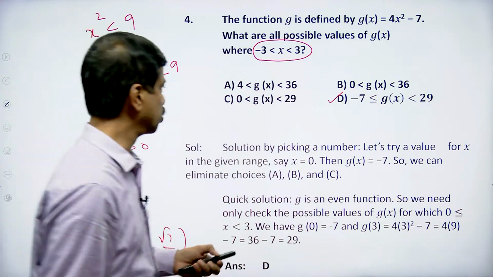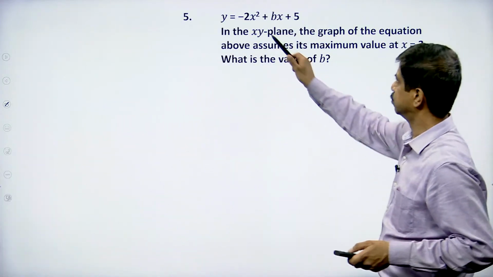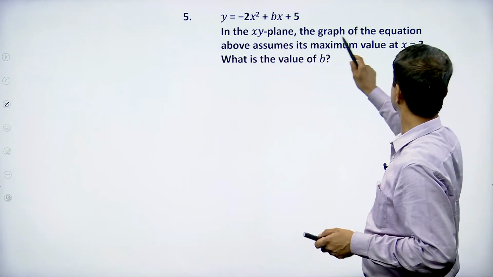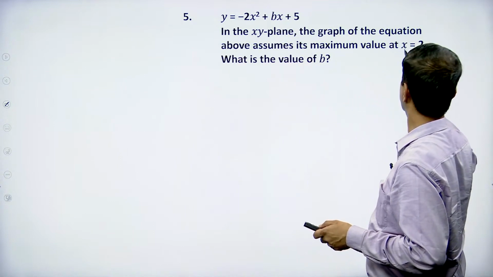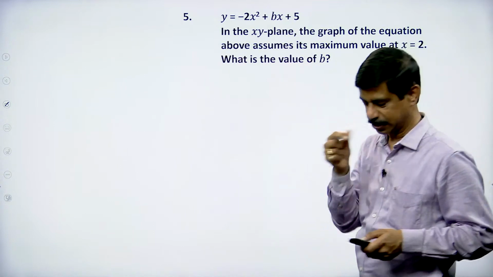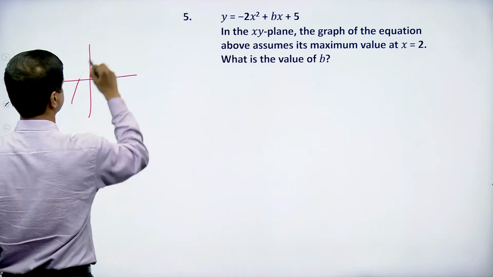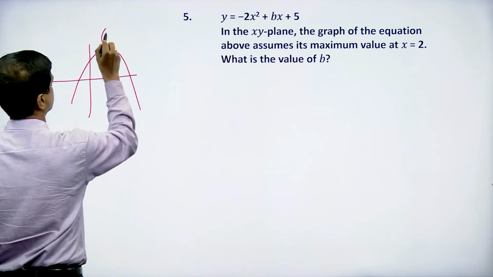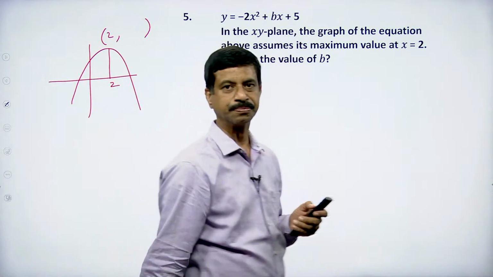Okay, children, let us move to the next question. I think you have followed this previous problem. You see y equal to minus 2x square plus bx plus 5 in the xy plane. The graph of the equation above assumes its maximum value at x equal to 2. So, children, maximum value means what? The curve should be like this. So, this is the point where it is maximum. So, it is at x equal to 2, y is maximum, he says.